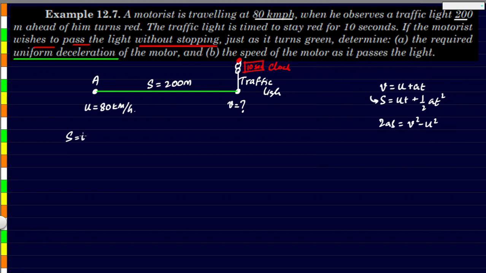So s equals ut plus half at square. So s is given here for us, that is 200 meters. Initial velocity is 80 km per hour, but we need to convert this into meters per second. So for that we just need to divide it by 3.6. So 80 by 3.6 into time, which is 10 seconds, plus half of a, which we don't know, and time again is 10, so 10 square. So we need to find the value of a from this.